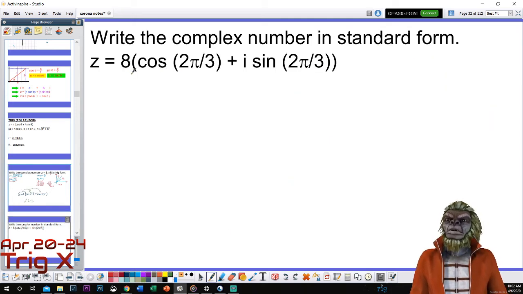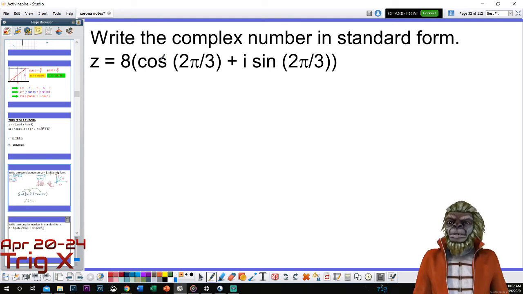Okay, now we have writing the complex number in standard form. Right now it's in trig form, and we know that because we have trig functions. Just like we did to check that previous answer, we're going to multiply this through. But before we multiply, let's go back and find the cosine of 2 pi over 3 and the sine of 2 pi over 3.